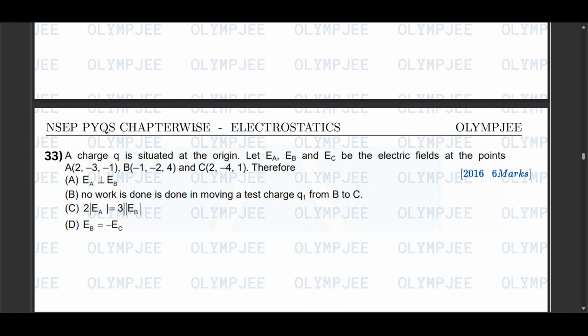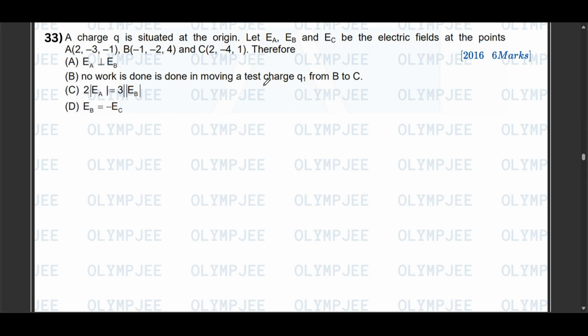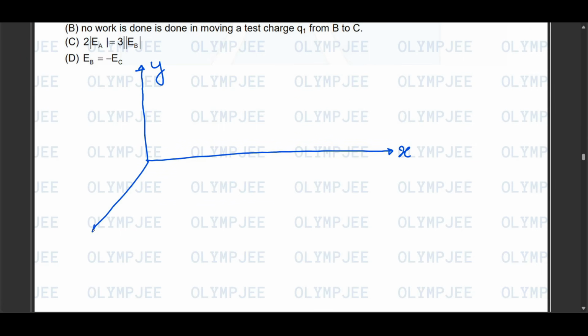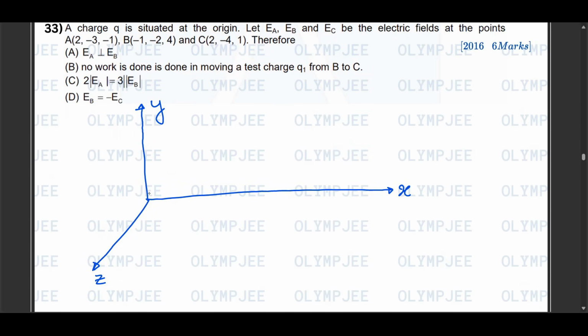Okay, so moving on to question 33, we have a charge Q situated at the origin. Let EA, EB and EC be the electric fields at three points A, B, C. So we have to calculate the fields at A, B, C. Let me draw. If this is the x-axis and this is the y-axis, the z-axis will be in this direction, and the charge is situated at the origin. We need to find the fields at A, B and C.